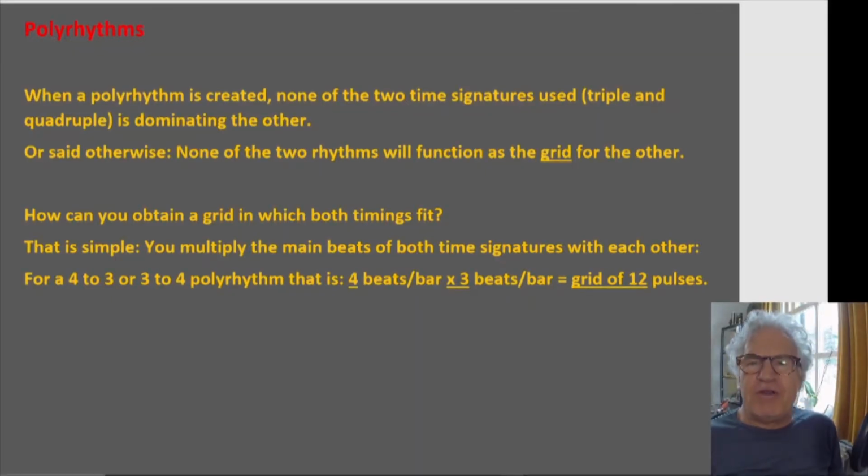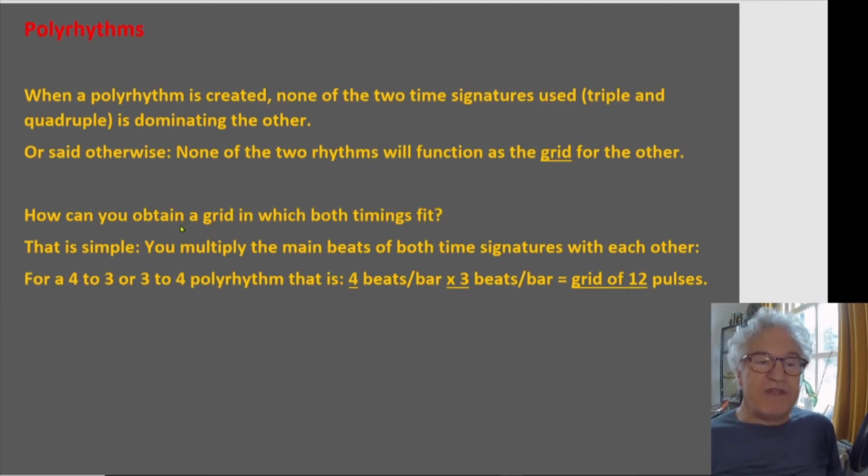Now about polyrhythms. When a polyrhythm is created, none of the two time signatures used, triple and quadruple, is really dominating the other. Or said otherwise, none of the two rhythms will function as the grid for the other.